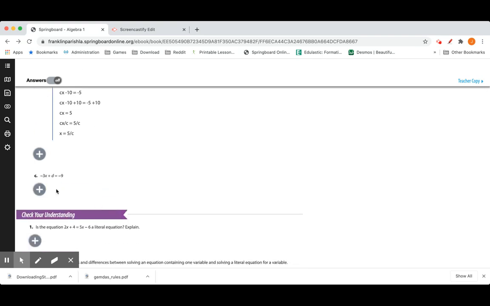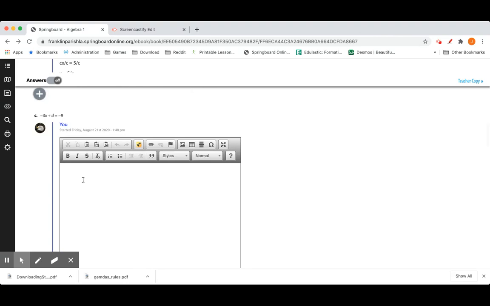And let's look at c, negative 3x plus d equals negative 9. Step 1, we want to get the x by itself first, so we're going to have to get rid of the d, and with the subtraction property of equality, we're going to subtract d from both sides to get the x alone.